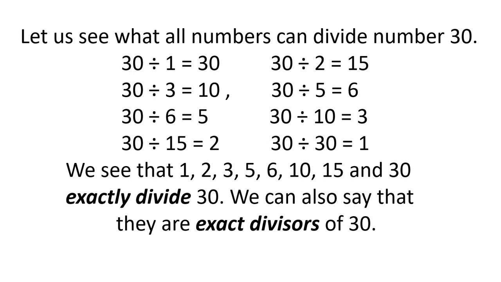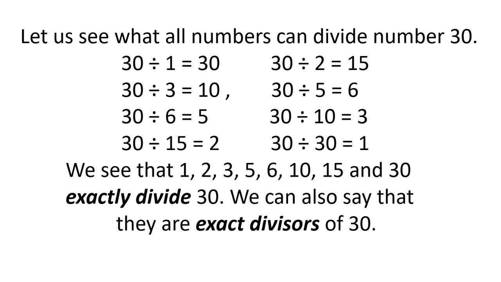30 upon 1 is equal to 30. 30 upon 2 is equal to 15. 30 upon 3 is equal to 10. 30 upon 5 is equal to 6. 30 upon 6 is equal to 5. 30 upon 10 is equal to 3. 30 upon 15 is equal to 2. And 30 upon 30 is equal to 1.